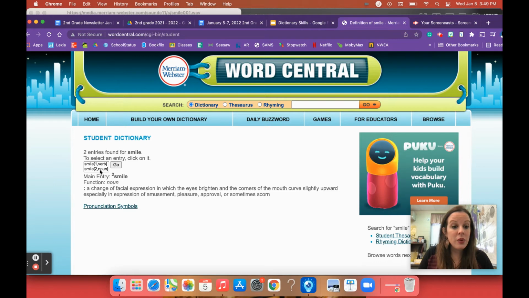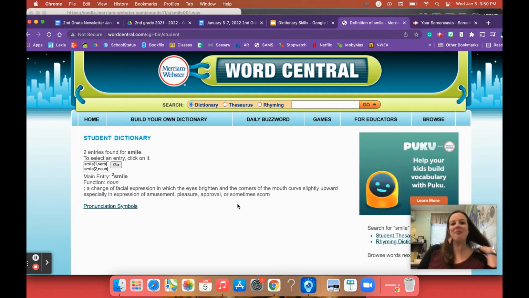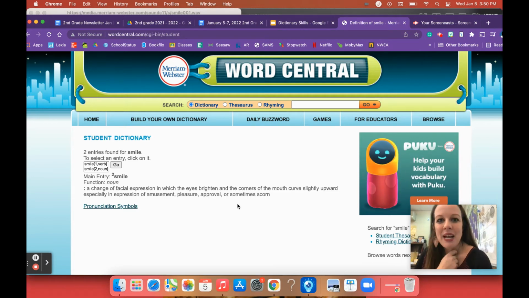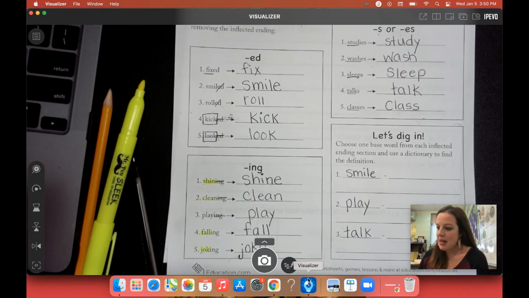Oh, when I look at smile as a noun, it says a change of facial expression in which the eyes brighten and the corners of the mouth curve slightly upward, especially in an expression of amusement, pleasure, approval, or sometimes scorn. So it can be like an evil smile, or it can be a lovely smile. Can you smile at me? Oh, that's looking good. Okay, so let's get back to our paper because that's taking a long time.